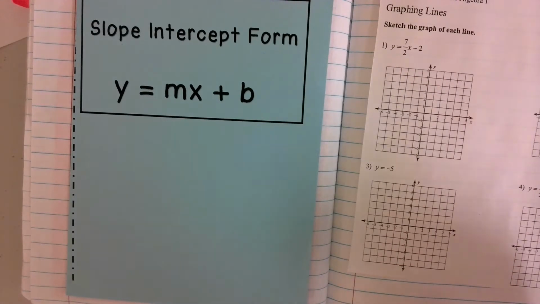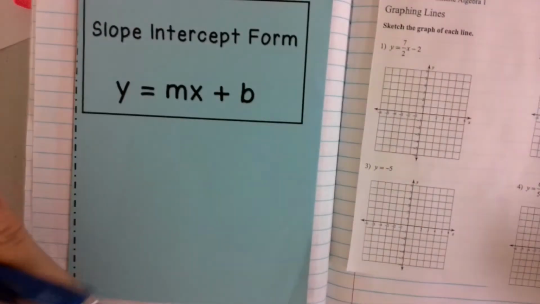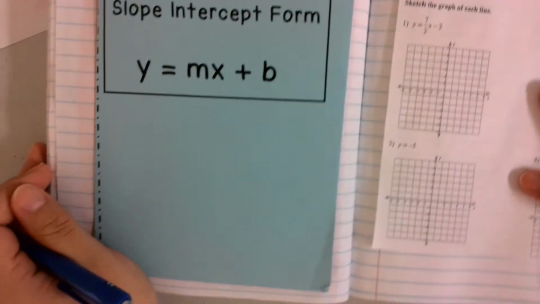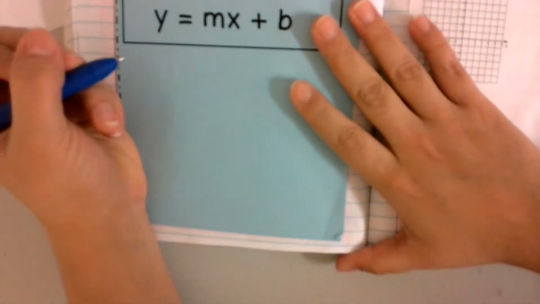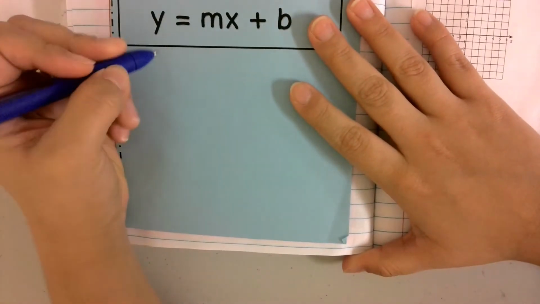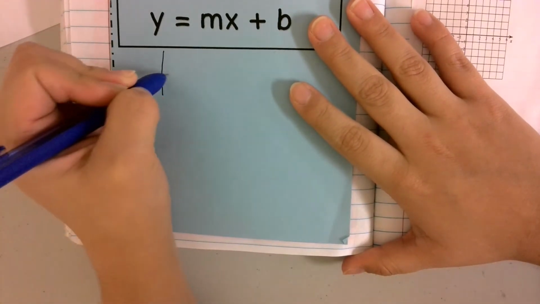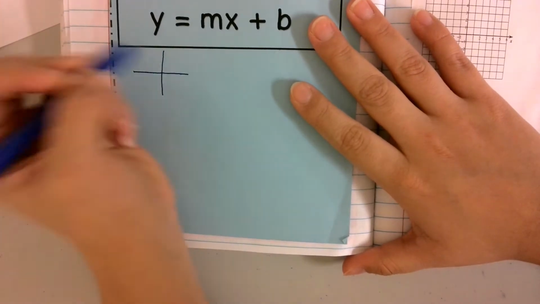Alright, hey guys, so today we're going to talk about slope-intercept form. Before we get into slope-intercept form, we need to prove where slope-intercept form comes from. So I want us to make a graph, and I have my x-axis, I have my y-axis.